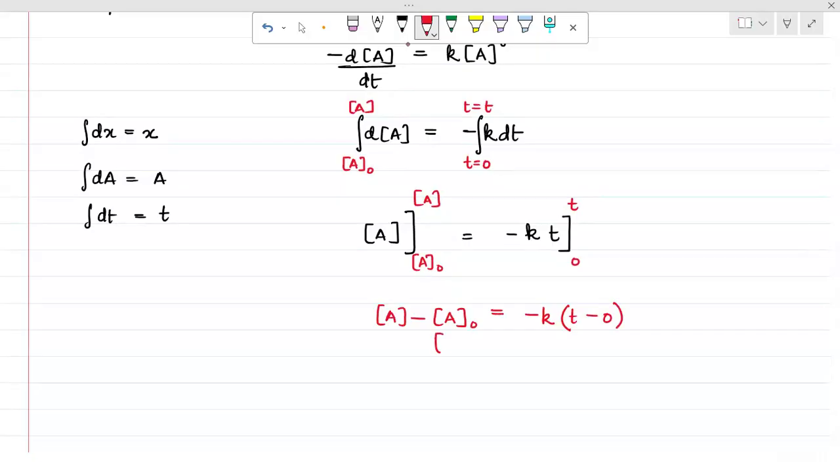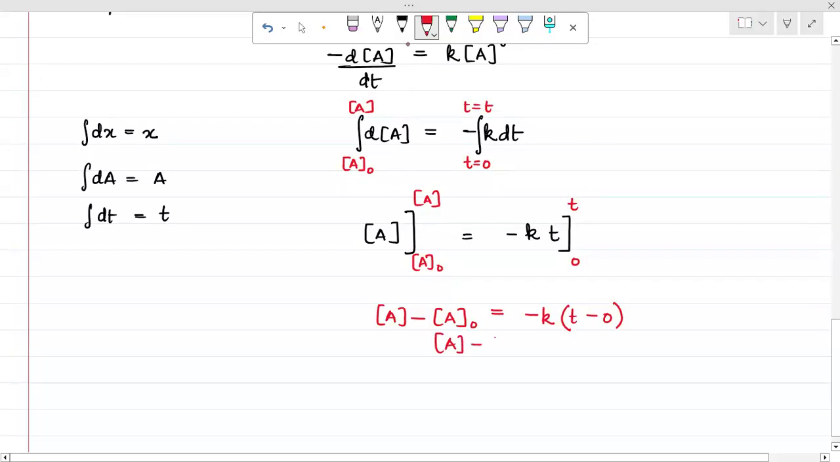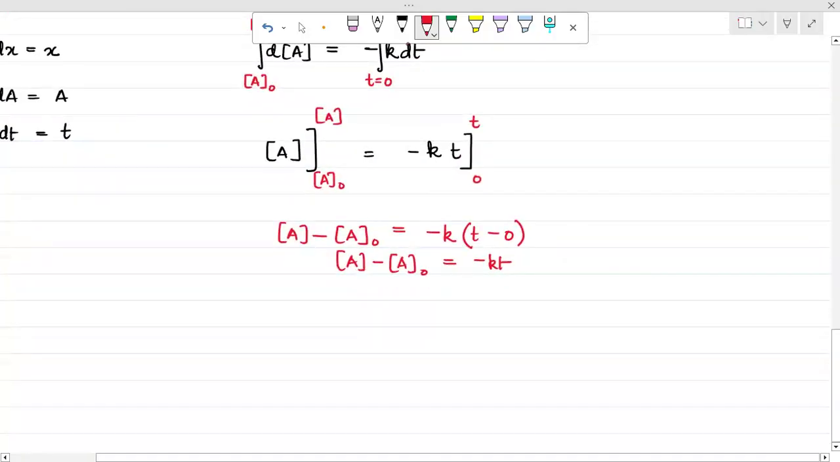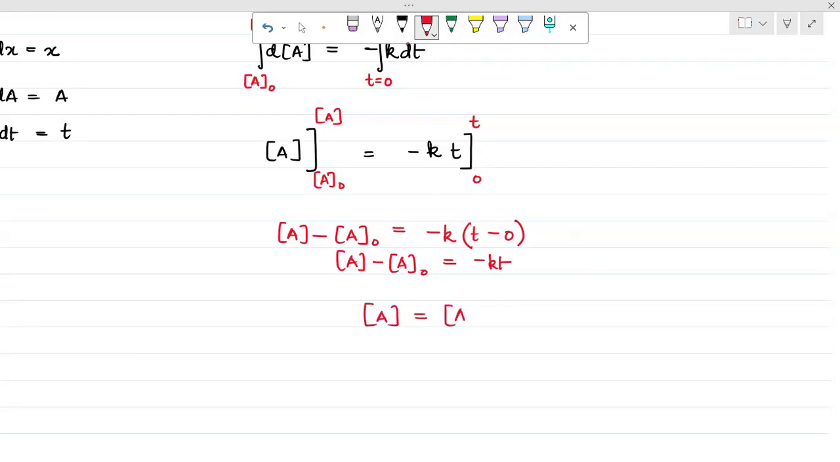So I get concentration of A minus concentration of A naught is equal to minus KT. And if I take A naught to the other side, concentration of A is equal to initial concentration of A minus KT. This is my integrated rate equation for zero order reaction.